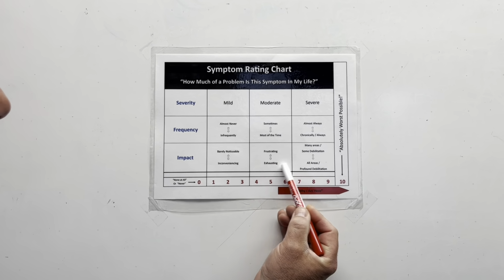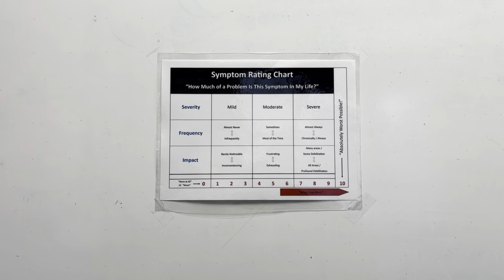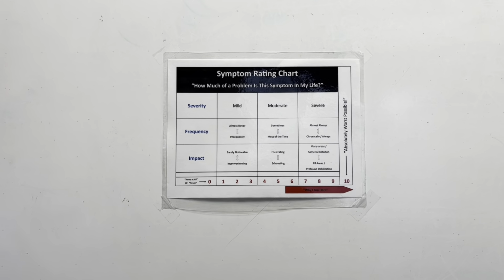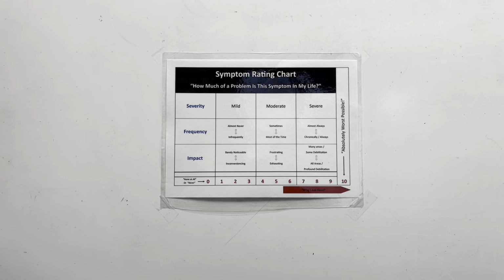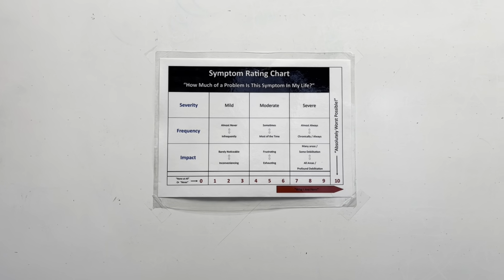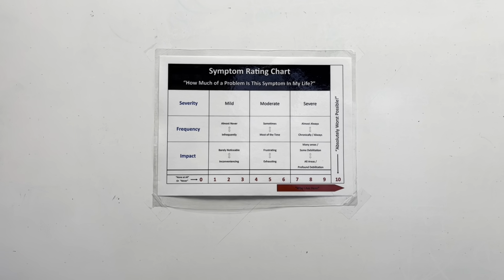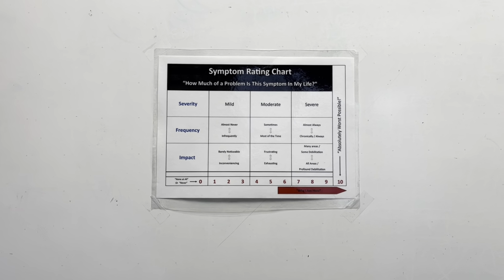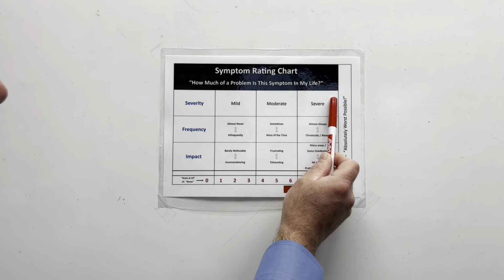By the time you get to a 6, that's now exhausting. These are symptoms that take every ounce of your energy to manage. Oh my gosh, are these things unpleasant? They stink. Oh my, I would love to get rid of this darn thing, but it's not quite debilitating, certainly not on a regular basis. Just really, really nasty.